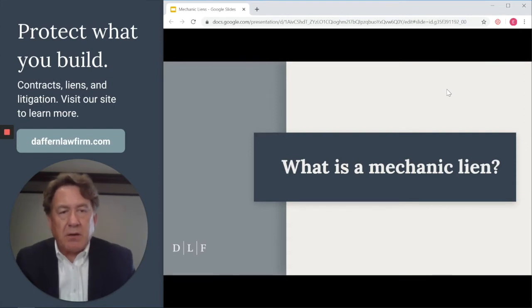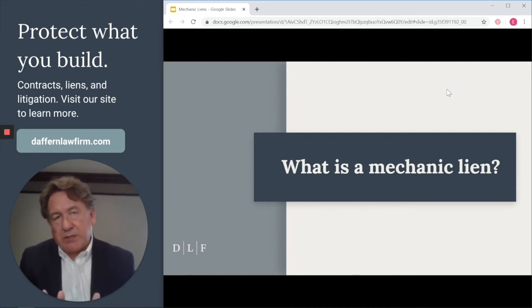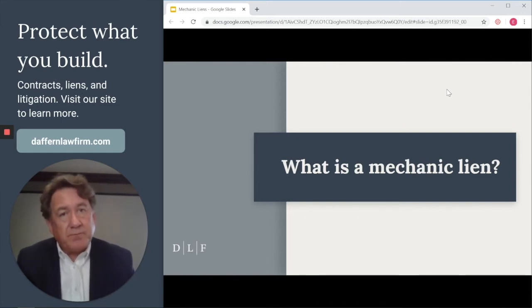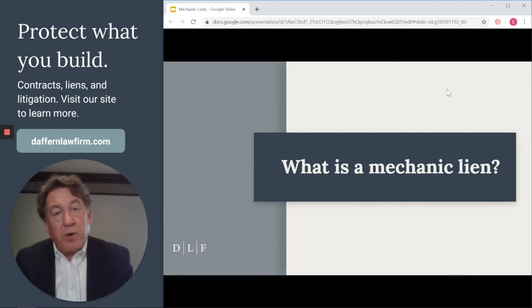So let's talk about some definitions. What exactly is a mechanic lien? Well, generally, when a contractor, and when I say contractor, I'm referring to a general contractor or a subcontractor or a supplier who improves real property and is not paid by the owner, can file a mechanic lien against the property. They can go in and ask the court to enter an order that they're entitled to their money, and the court will order that the property be sold to pay the bill.